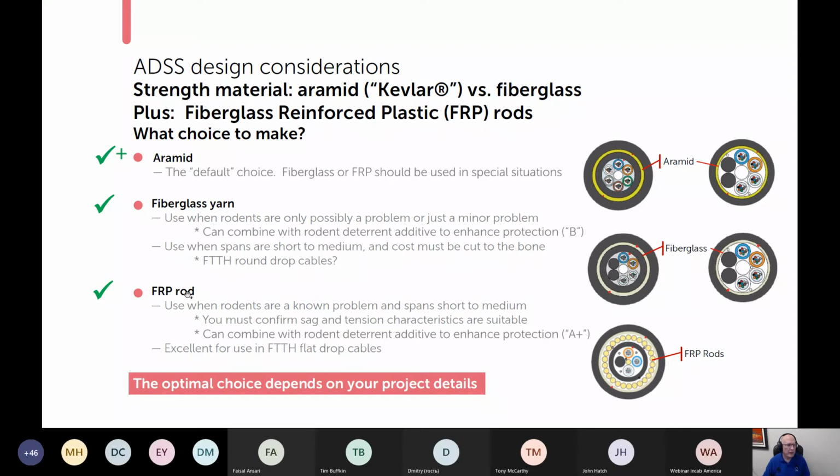FRP rod is really a special case. You really need to use it when you know you're having problems with rodents, especially squirrels. But you do have to double check that the sag and tension characteristics for it are going to work for you. Again, you can add the rodent deterrent to further discourage the critters from chewing on your cable. And this might be an option also for the flat drop cables. Often butterfly cables are essentially a variation of this concept.